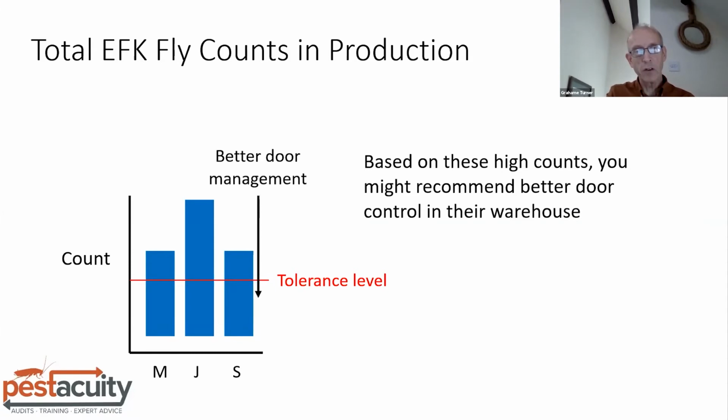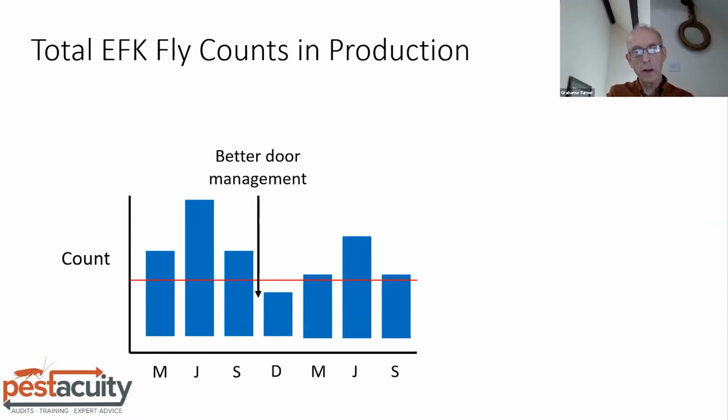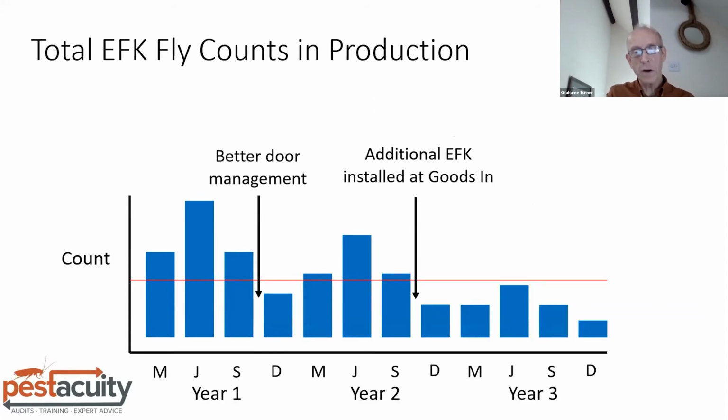So you implement better door management there, and then you look at it again, and you can see that the counts have gone down the following year, but they're still excessive. They still exceed that tolerance level. So what else can you do to help get them down further? Well, perhaps you could install an additional EFK in the goods in and see what the counts are after that.